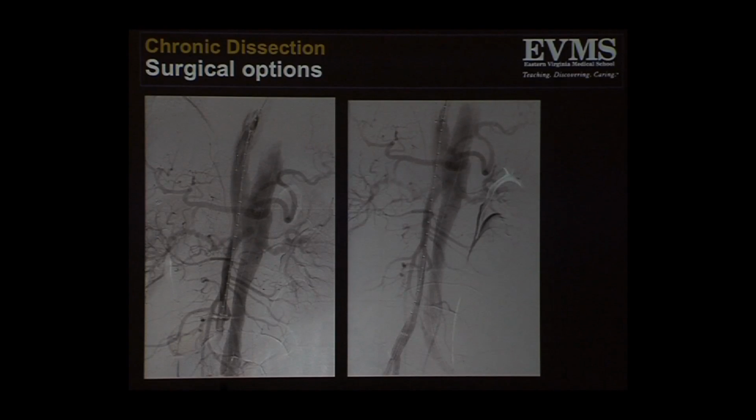And this is the completion angiogram of that patient with basically flow back in the true lumen. We completed that with the kissing iliac stent at the bottom here.